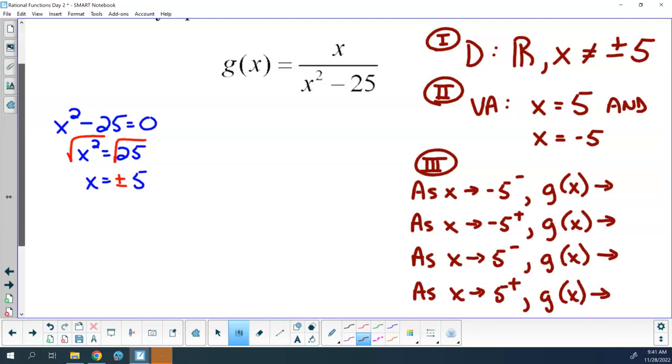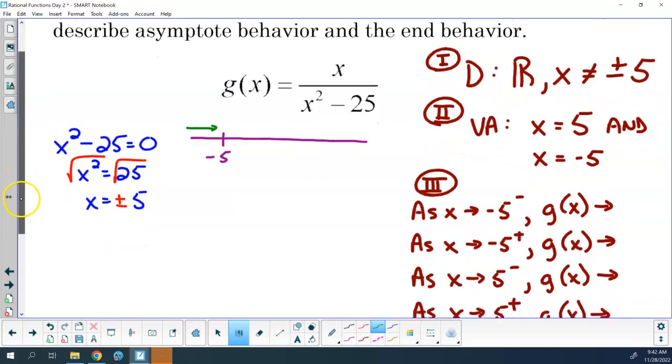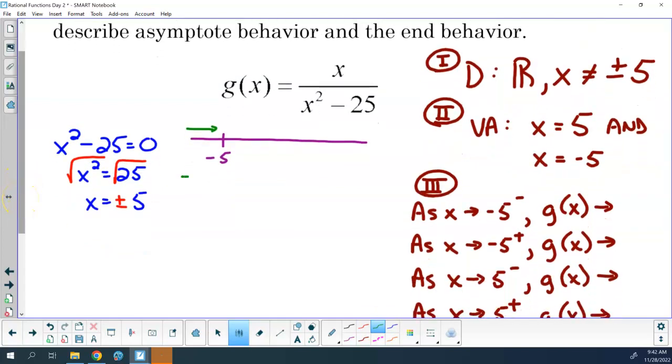Well, now let's figure that out. Oops, jumped on me. So if I'm looking here at negative 5, so left side, green on the other side, so this would be negative 5 from the left, my very first one. So that would be like negative 5.1.